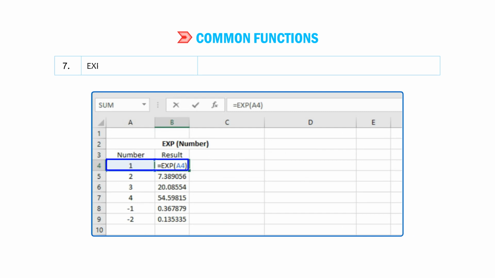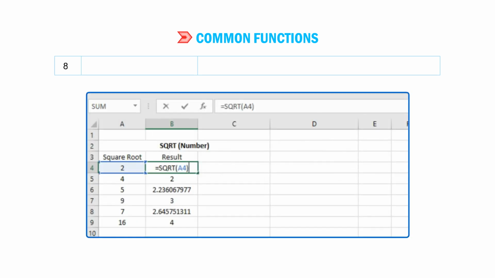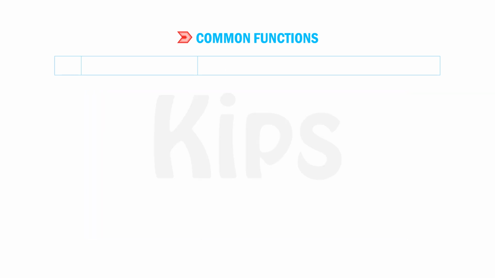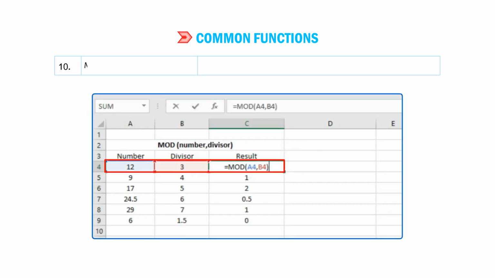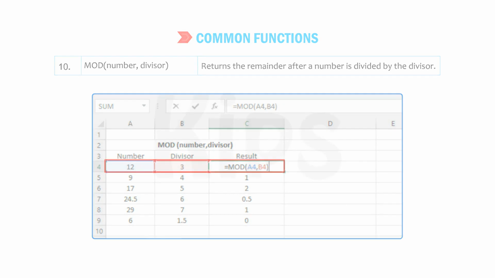Number 7. EXP(number) returns e raised to the power of a number. Number 8. SQRT(number) returns a square root. Number 9. POWER(number, power) returns the result of a number raised to some power. Number 10. MOD(number, divisor) returns the remainder after a number is divided by the divisor.